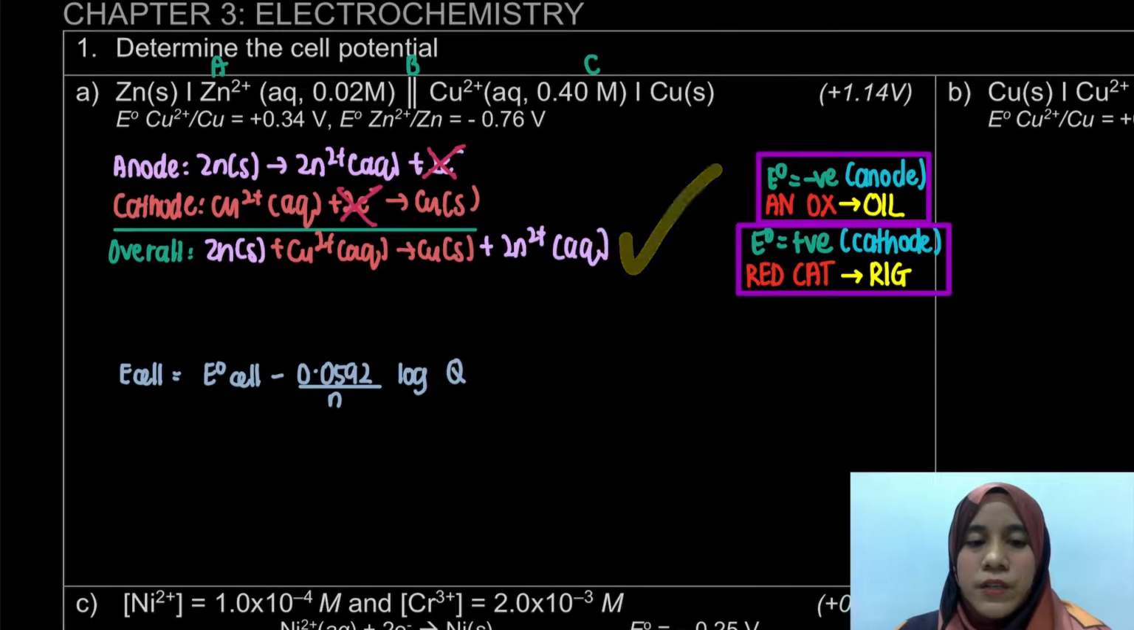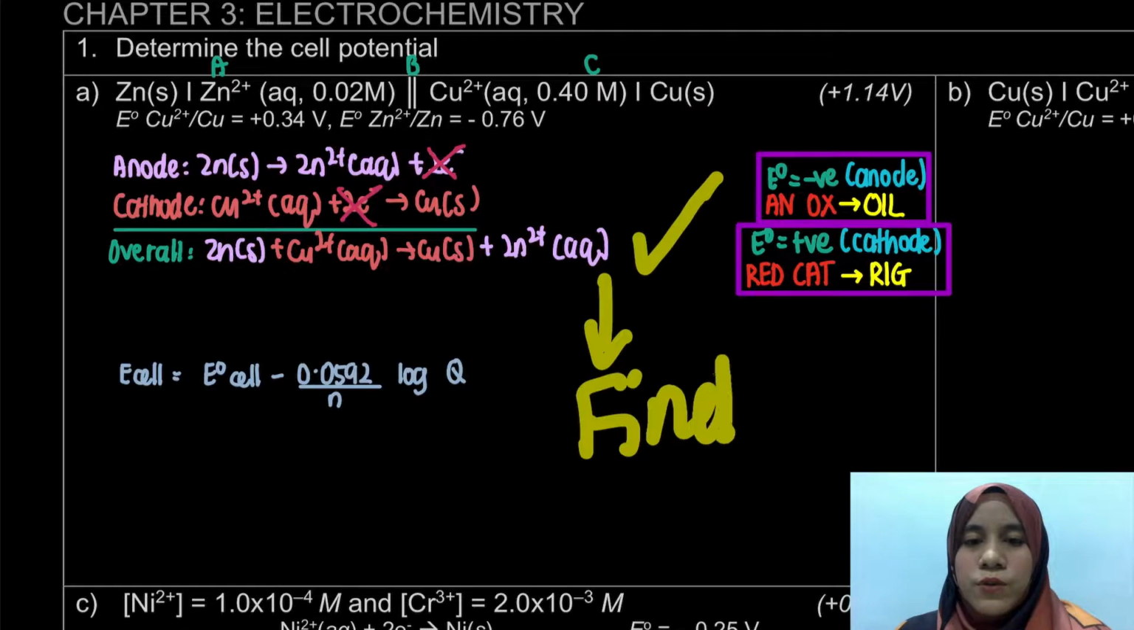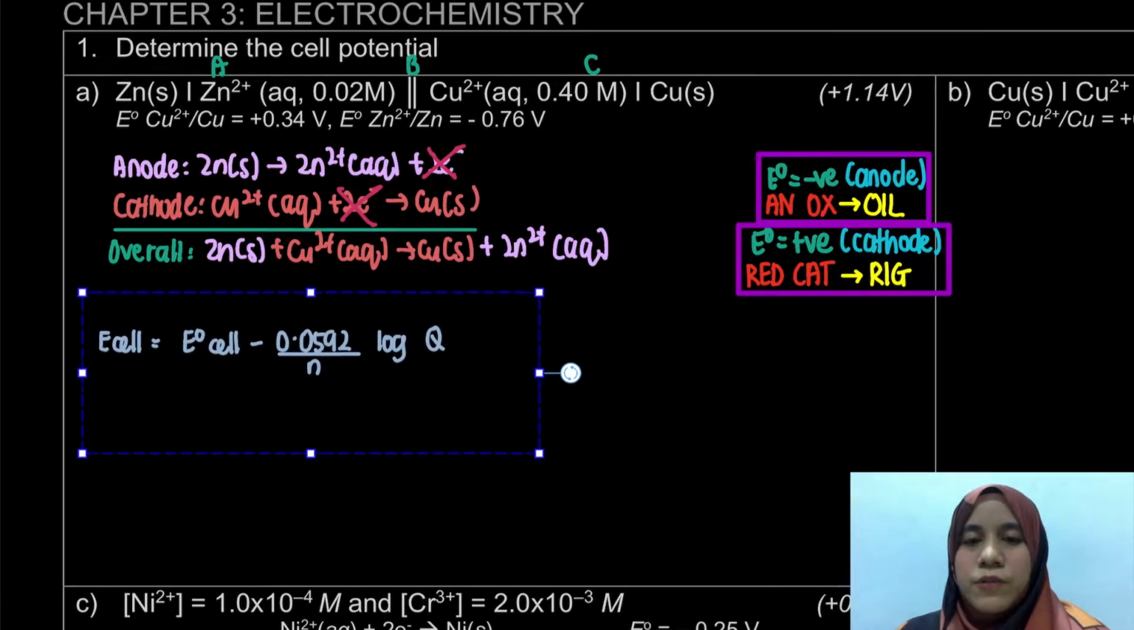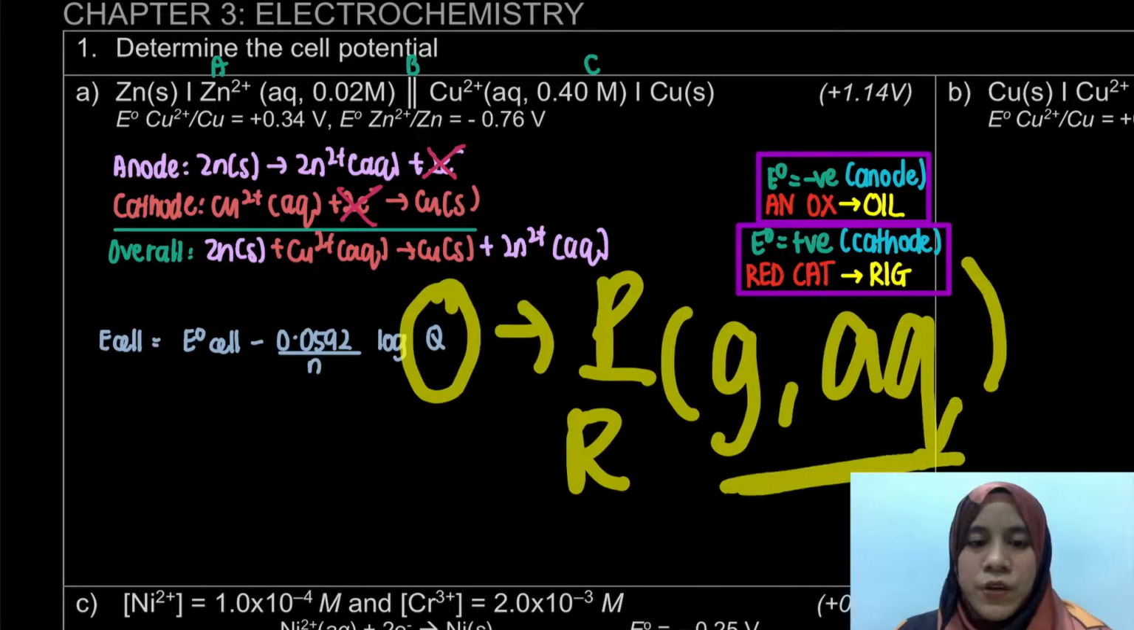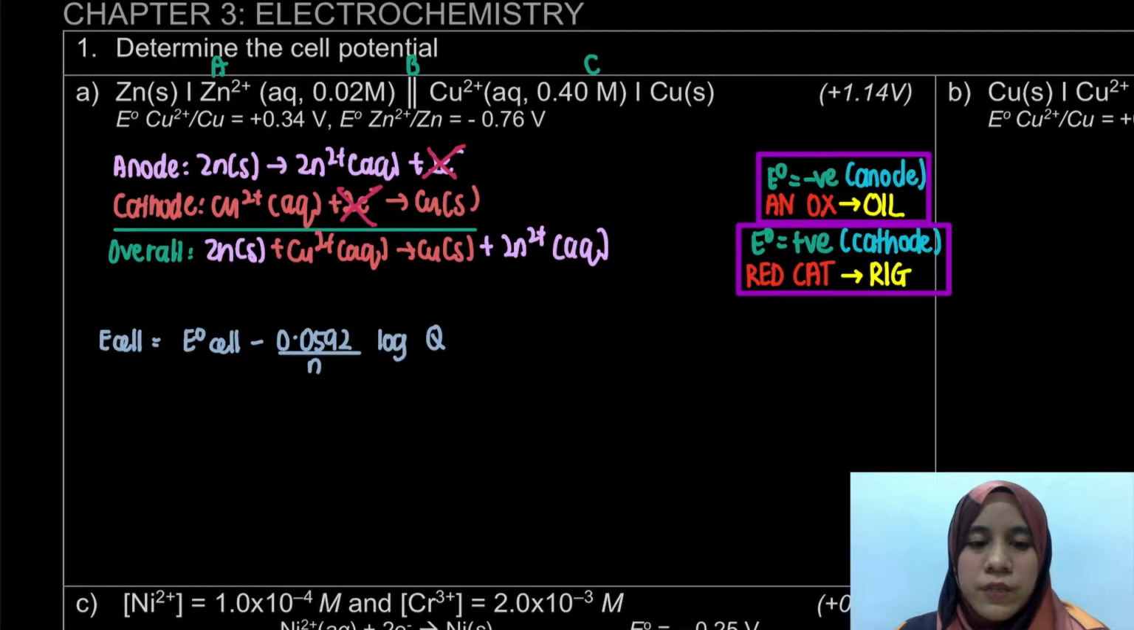Here we can determine our Q. Q must be product over reactant. The products and reactants included must be gas and aqueous only. Looking at the product, copper solid is not included, so our aqueous is zinc 2 plus. Aqueous is a concentration, so we have to use the square brackets. Divide by the reactant; again, solid is not included, so what we have is Cu2 plus. So we write down Cu2 plus.